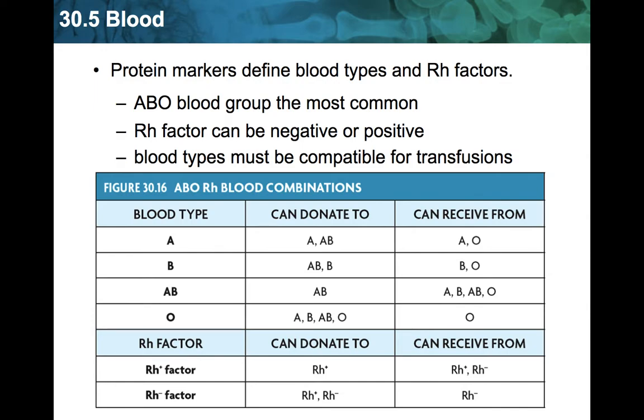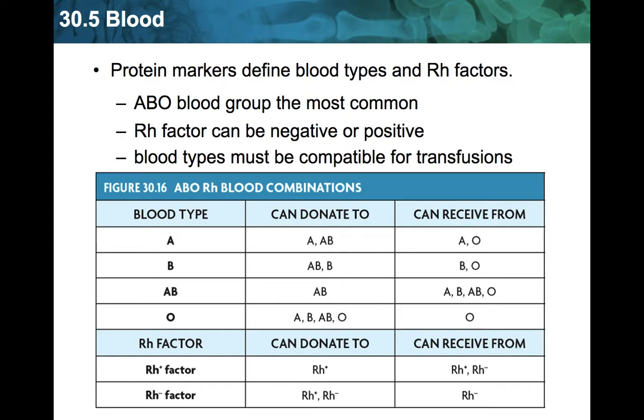Blood types must be compatible for transfusions. So, for instance, if you have type A blood, you can't get type B blood from someone. However, there's such a thing as the universal donor and the universal recipient. So if you have type O blood, this is the one that you can give to pretty much anyone. So you are the universal donor. Places like the Red Cross and the companies that are in charge of getting blood donations, they love when people have type O blood because your blood can literally go to anyone.